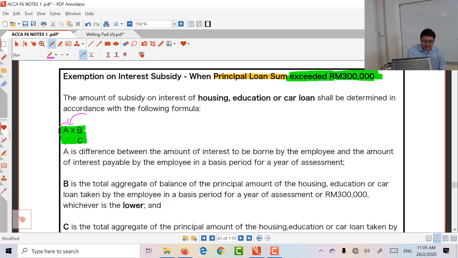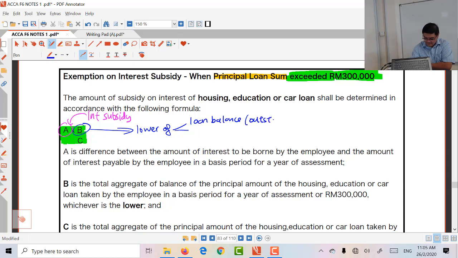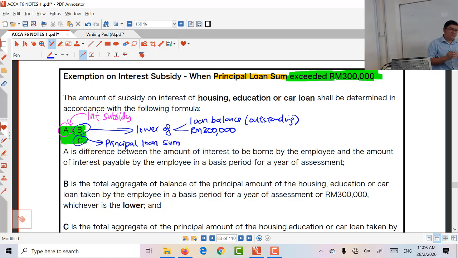Now, what is A? A is the interest subsidy. Take note, A is the subsidized interest. Now, B, usually B is where the mistake comes in. It's the lower of the loan balance, the outstanding amount, or 300,000. The lower of the loan balance or 300,000. C is the principal loan sum, that means the amount that you borrow. That's the principal loan sum.